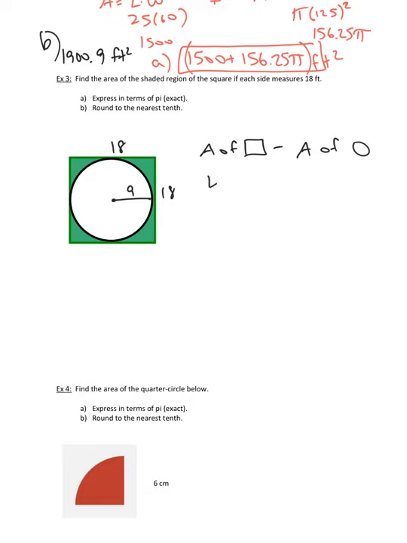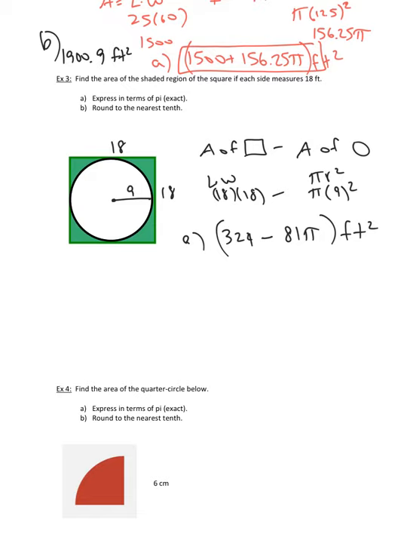So the area of the square is length times width, which is 18 times 18, minus the area of the circle, which is pi r squared, pi times 9 squared. So for part A, we're going to do this exact in terms of pi. So 18 times 18 is 324 minus 81 pi. And that'll be it for that. And the units here would be feet squared. And then for part B, I would just put it in my calculator. So 324 minus 81 pi. Typing that in, it'd be 69.5 square feet, to the nearest tenth.